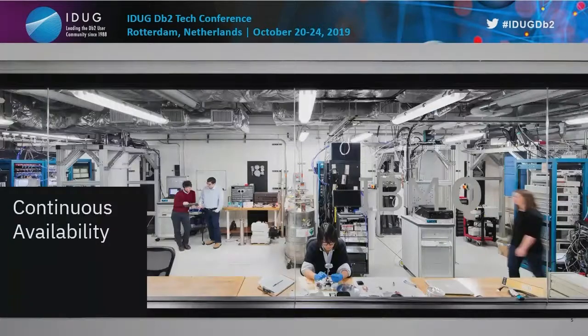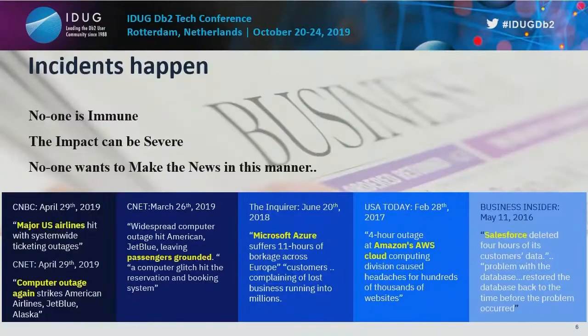Okay, continuous availability. This is the business we're in. And this is what we want to protect against. I refresh this chart every couple of years for the last 20 years. And unfortunately, you still read the press, and I was just reading, some of them are partners like Salesforce. I don't like to advertise this. IBM has had its own failures over the years, and we don't want to make the news.